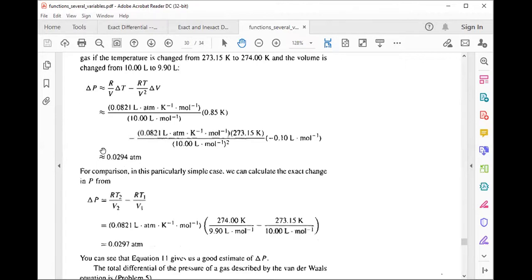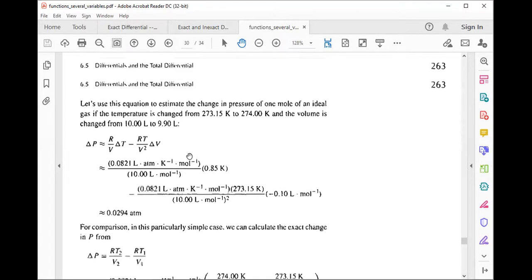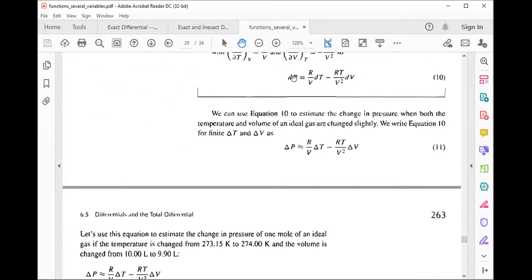So this is 0.0294 times the atmospheric pressure. So the change in pressure is 0.0294 atmospheric pressure. This is the approximate value which we have calculated using the total differential.